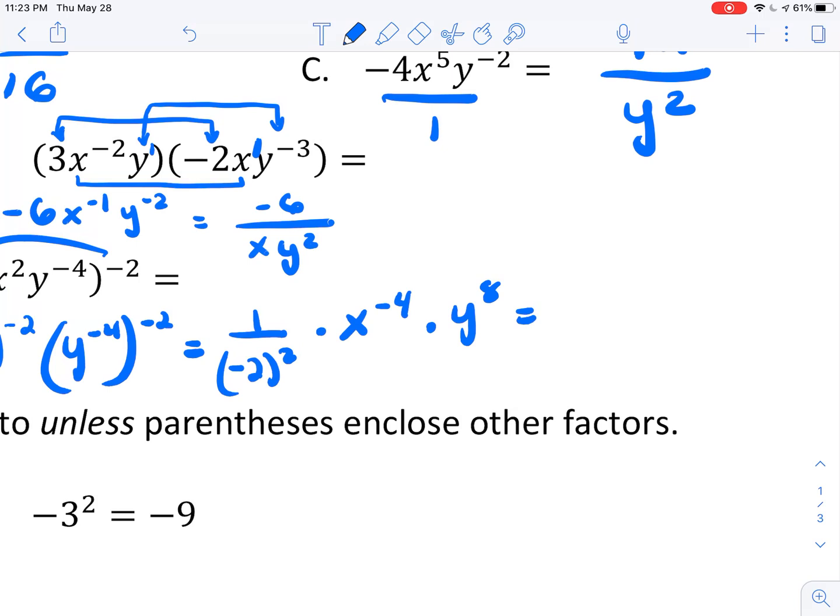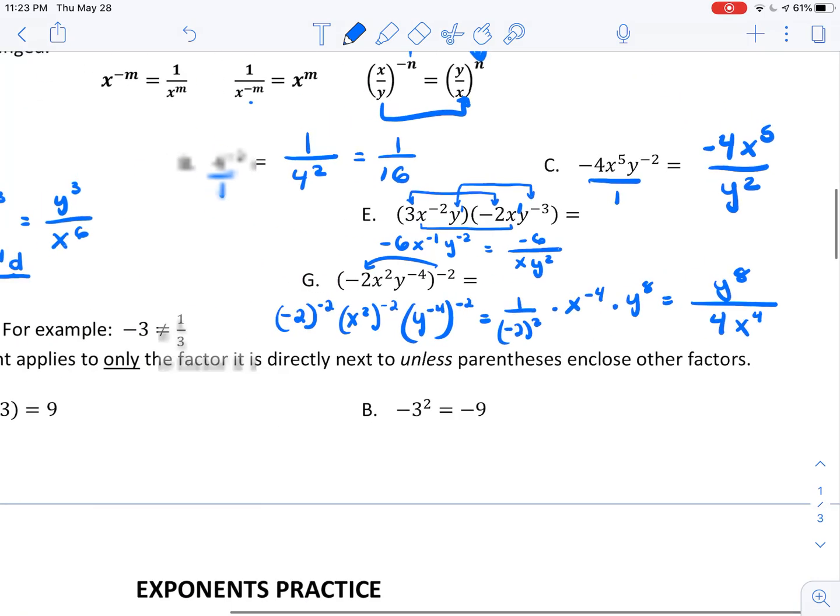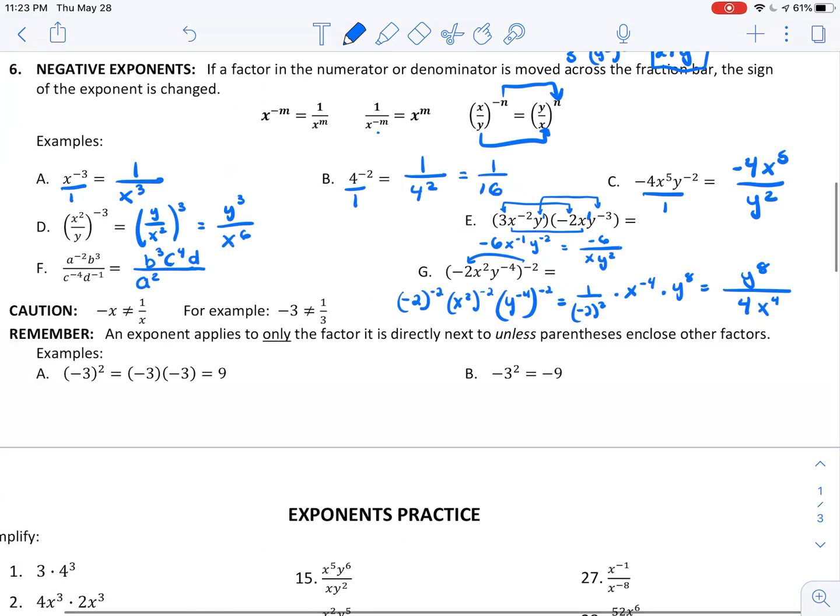All right, so what is my final answer here? Well, I need to move anything with a negative exponent to the opposite side of my fraction bar and simplify any values that I have. So what stays in my numerator? Y to the 8th. What goes in my denominator? Well, this negative 2 squared becomes a 4. This x to the negative 4 just becomes x to the 4th. Okay, making that my final answer.